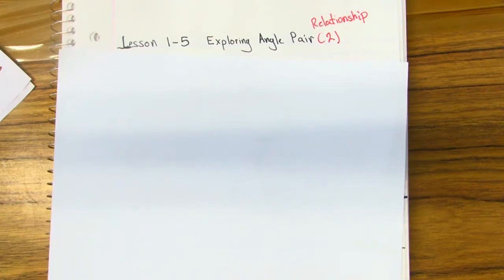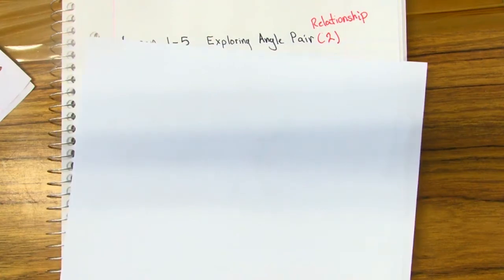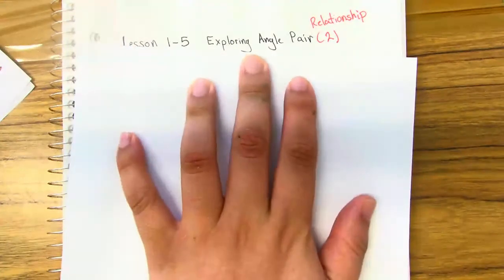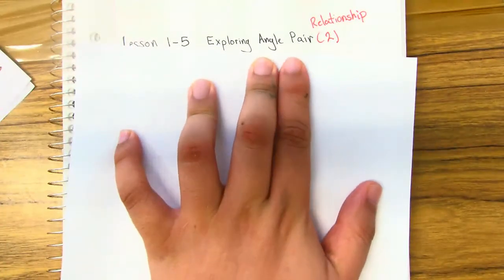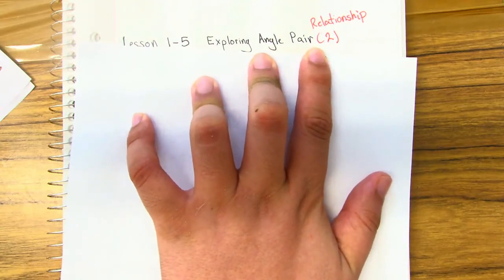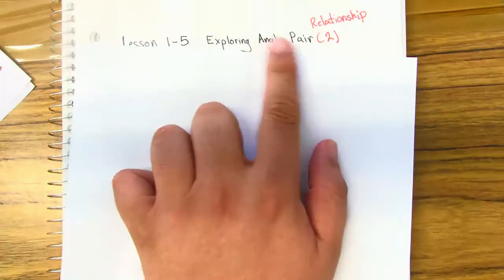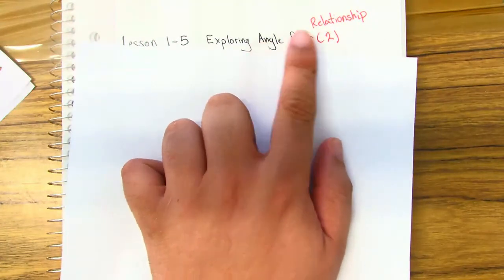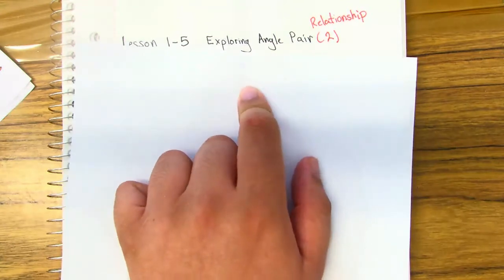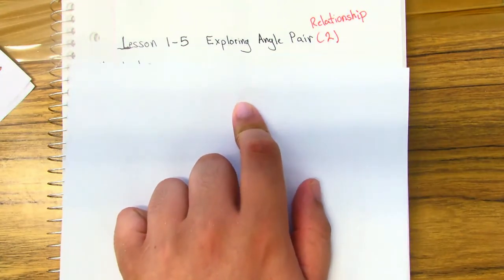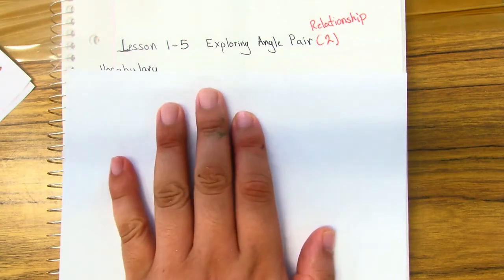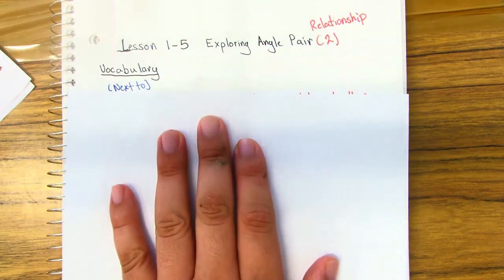On lesson 1-5, exploring angle pairs. If you look at this lesson, it's talking about angles that we're doing, and we're talking about pairs. A pair means two. Okay, so we're going to be talking about the relationship of the angle pair, or two angles. The relationship of two angles. We're going to be doing a lot of those angle pairs in the future. This is just foundational content that you should really keep tabs on.